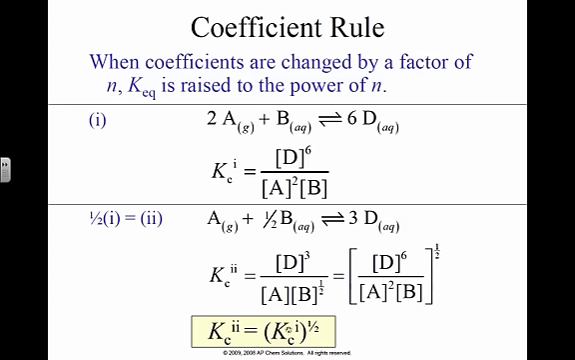So what you need to do is you take your original K value and you change its exponent to 1/2. If you doubled everything, then you would simply double the exponent. If you triple everything, then you simply triple the exponent.